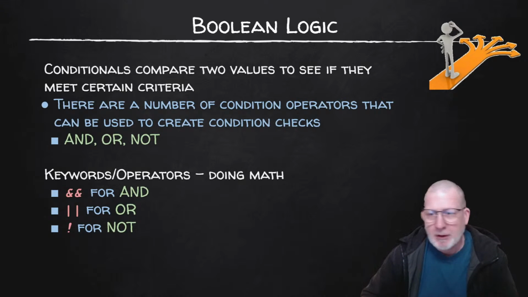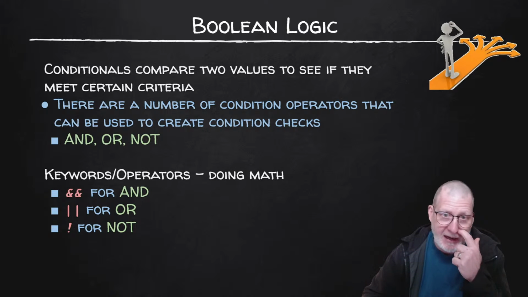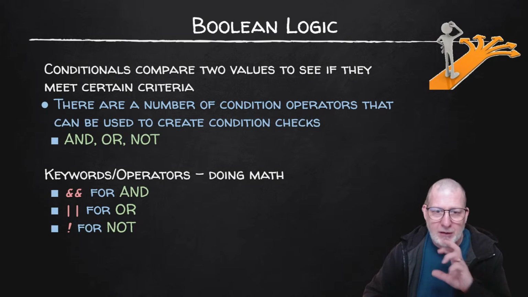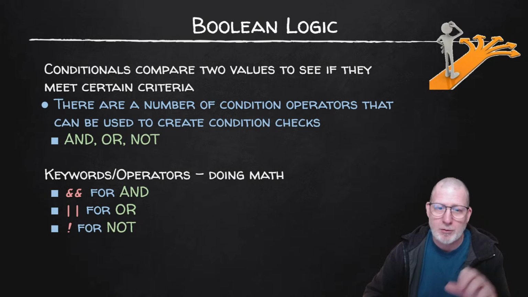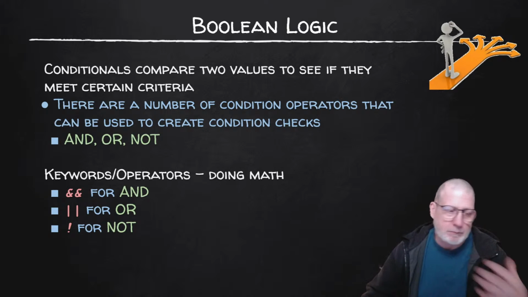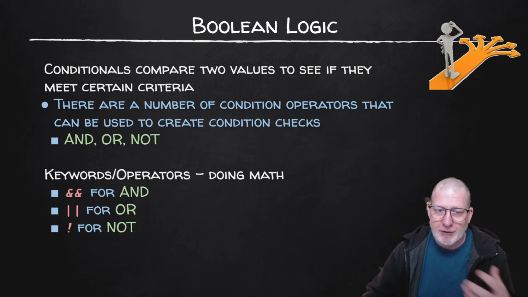In JavaScript, the double ampersand, the double vertical bar, and the exclamation point specify and, or, and not. So double ampersand is A and B, and double vertical bar would be A or B, and the not sign, the exclamation point, you use to invert something. So you can use not equals, or you can use not A and B. We're going to try and keep those conditionals fairly simple.